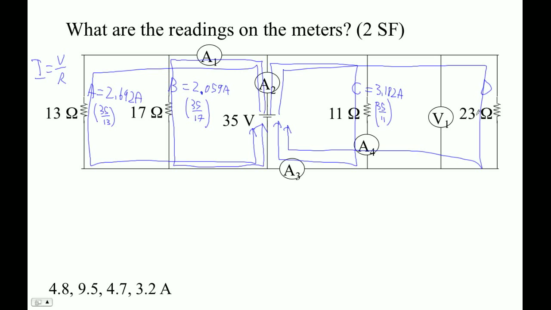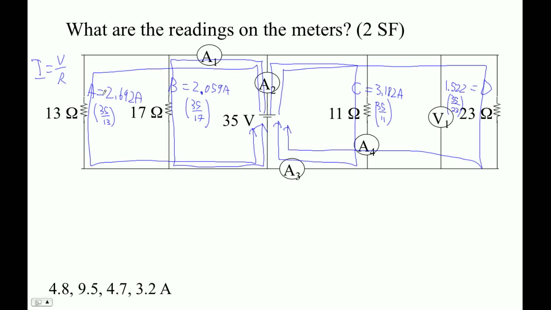Right? And then D is equal to 35 over 23. So 35 divided by 23 is 1.52, I'll say 1.522. Right, so that's 35 over 23. Okay, so now we're ready to go.